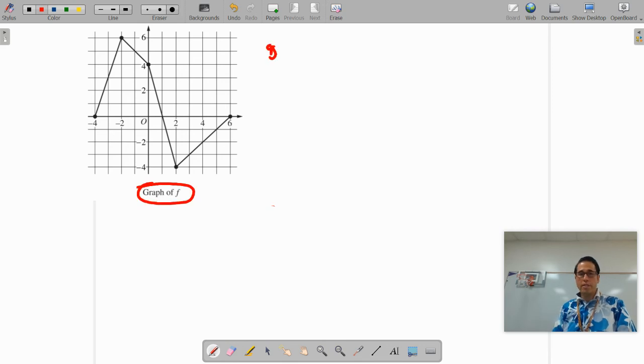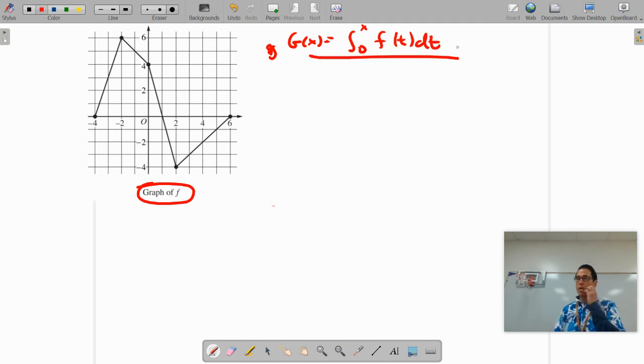Okay, now in this one here, they tell us capital G of x is equal to the integral from 0 to x. Man, we've done a ton of these in class. I hope you guys did really well on this guy. All right, and the first question they ask us is, on what intervals is the graph of G concave up?